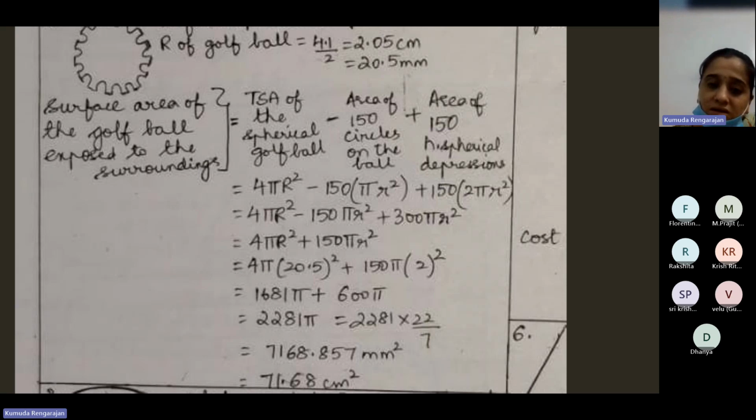71.66. So you've used the value of pi everywhere, is it? Yeah. Okay. So what happens is you have an approximate value, another approximate value. That's why the difference. You understand what I'm saying? So when you substitute, what you should do is have them as fractions itself, 22 by 7. Then the LCM is 7. Then you should get the same answer. Then you must get the same answer.